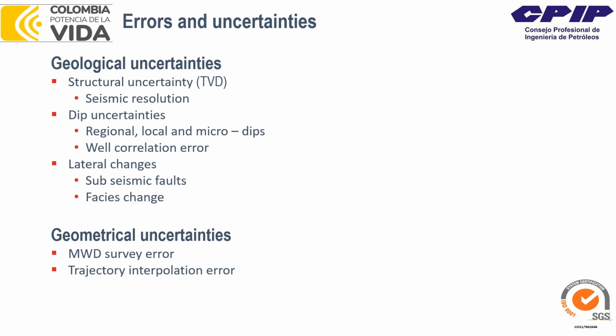Also, we have the geometrical uncertainties, which are related, as I said, to the well itself, because the trajectory of the well and the tools which are measuring the trajectory, all of them have this uncertainty. And the resolution of this uncertainty can reach a few meters as well. So it's affecting us the same as the geological uncertainties, even if it's not easy to notice. We're going to review it in the next slides. So the main two sources of errors are MWD survey errors and the trajectory interpolation errors. So let's look into details.